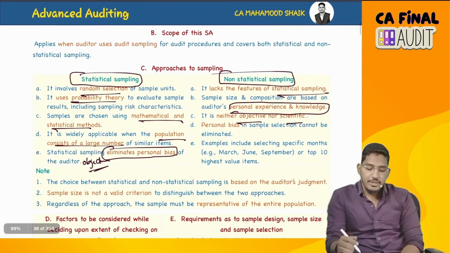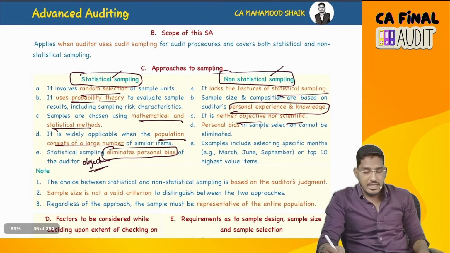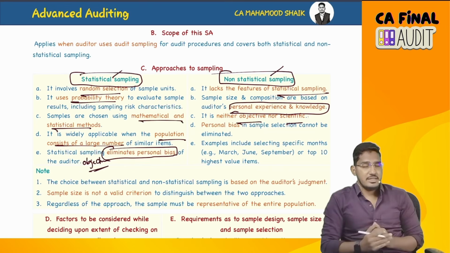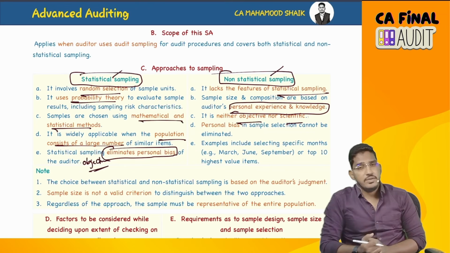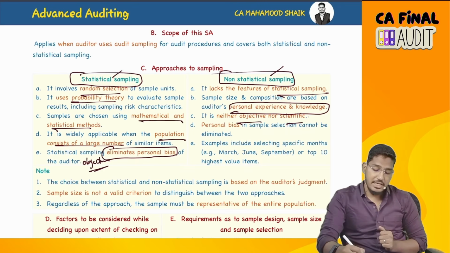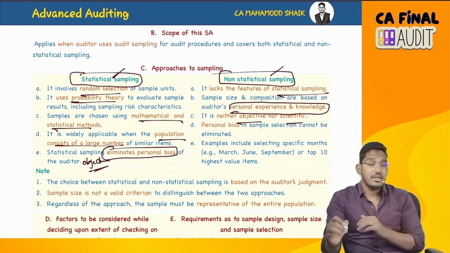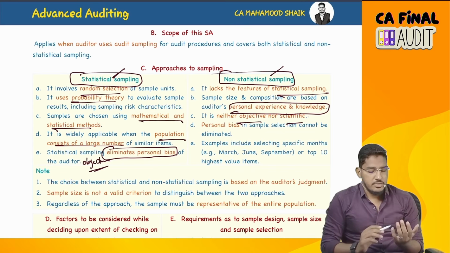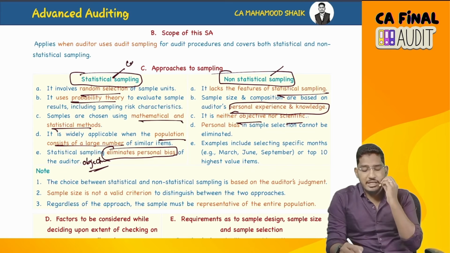Right. Sir, two methods are there: statistical and non-statistical. Which one will be comparatively better? Which method of sampling is comparatively better? If you ask me personally, I will say statistical sampling is somewhat better when compared with non-statistical sampling. Why? Because of its characteristics, its random selection, its scientific nature and mathematical theories, it is comparatively better.